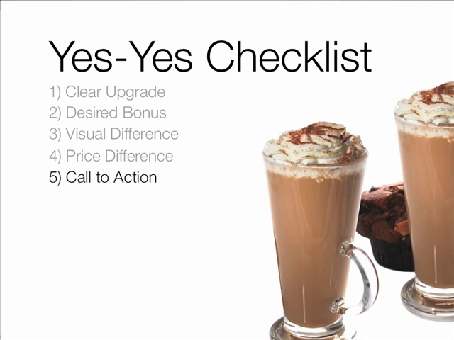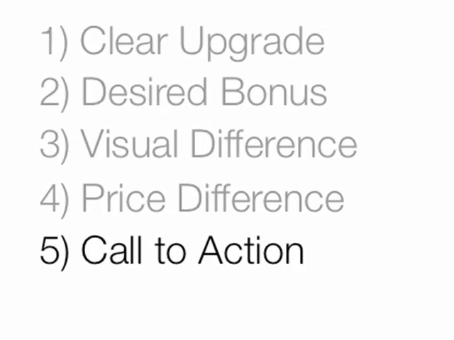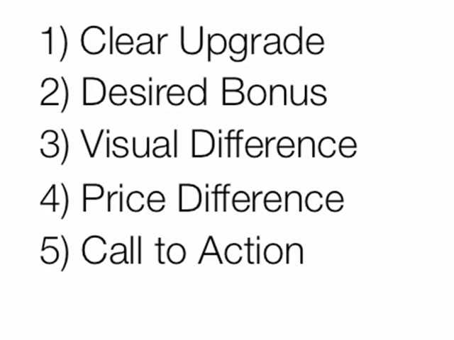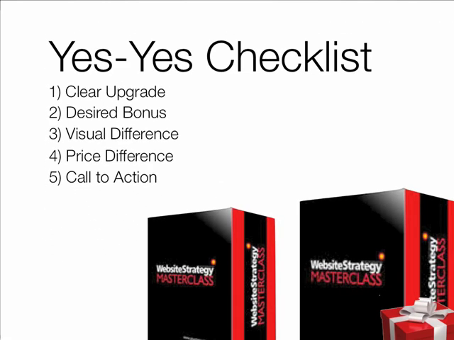And finally, something that we don't see here is the call to action. But on every product or service, you need to have a call to action, a buy now button or whatever. So you've got this yes and yes checklist, which is clear upgrade, desired bonus, visual difference, price difference, and call to action. And it doesn't matter what product or service. This is a workshop, for instance. It's the same thing. Clear upgrade, desired bonus, visual difference, price difference, call to action.